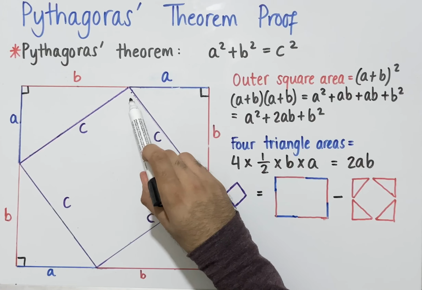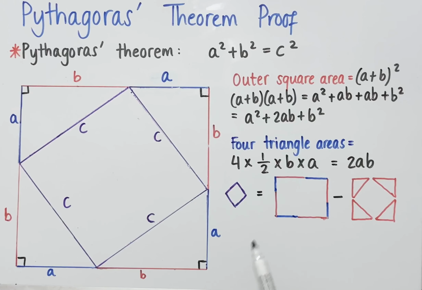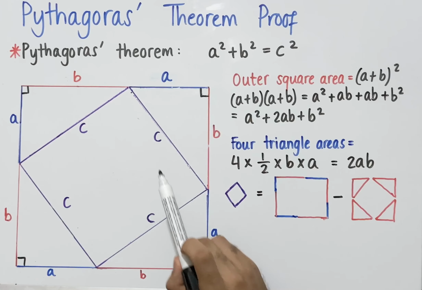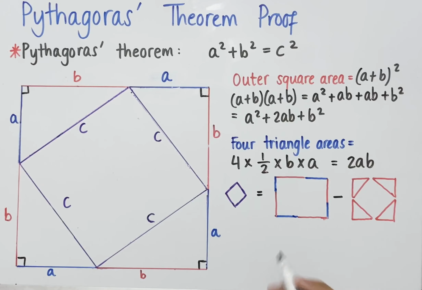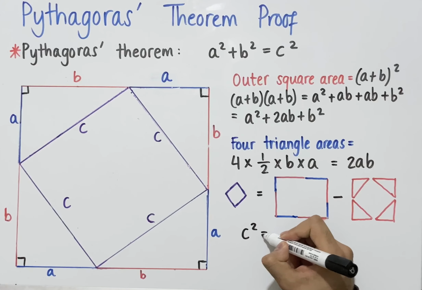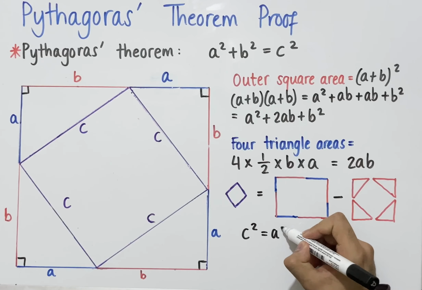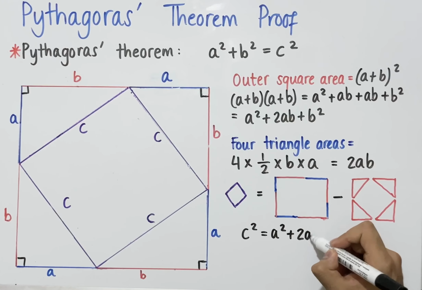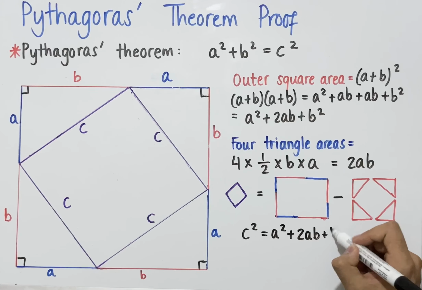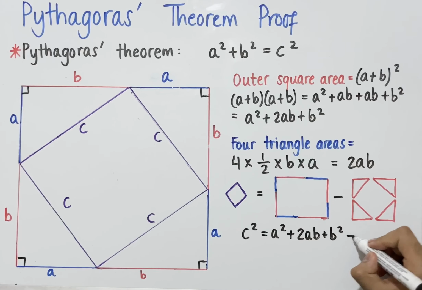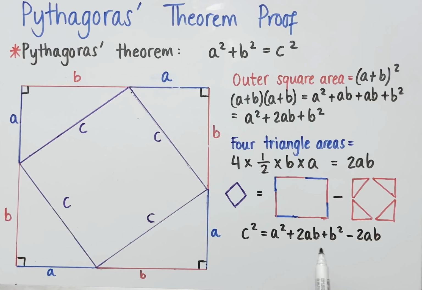Finally, we know that the area of the inner square is equal to the area of the outer square minus the area of the 4 congruent triangles. So in this case, the area of the inner square is just c times c, which is c squared. And the area of the outer square we worked out as a squared plus 2ab plus b squared. So we can write that in. And then we're subtracting the area of the 4 congruent triangles, which we worked out as 2ab. So minus 2ab.